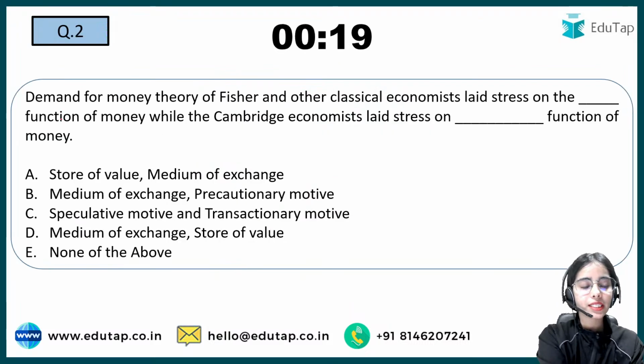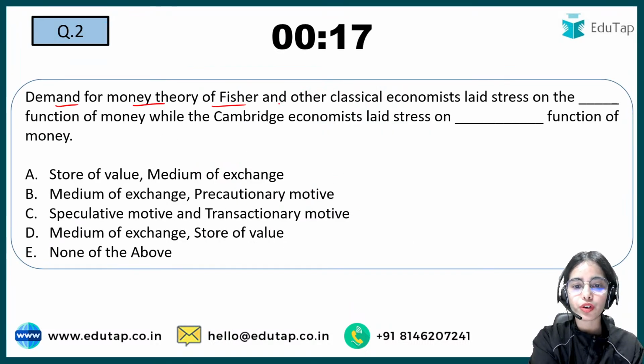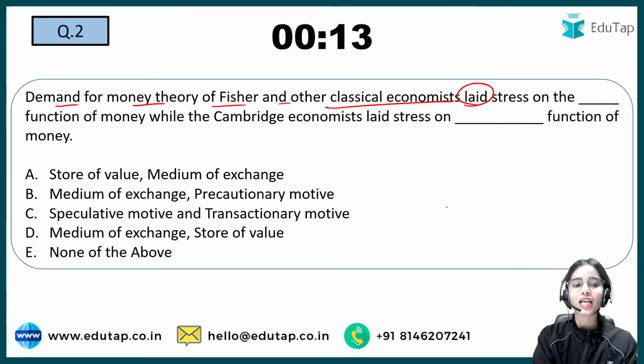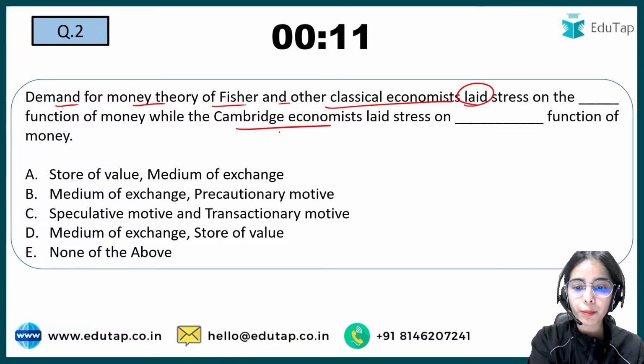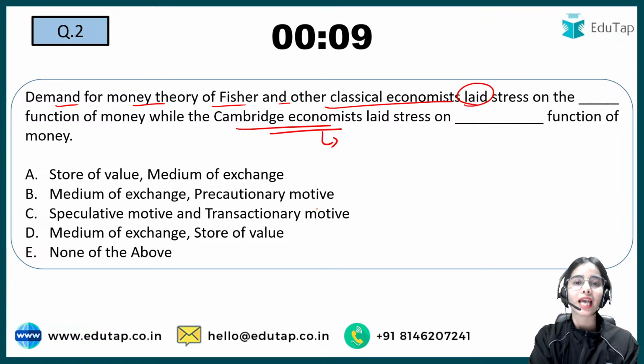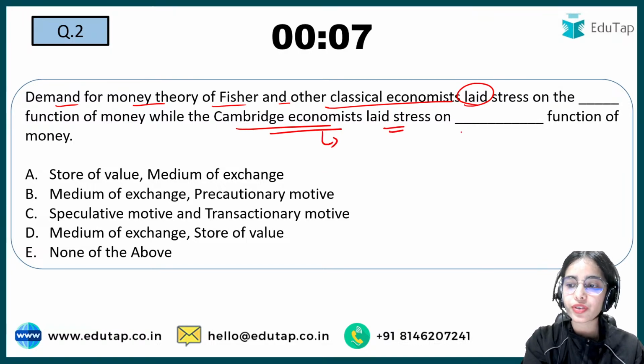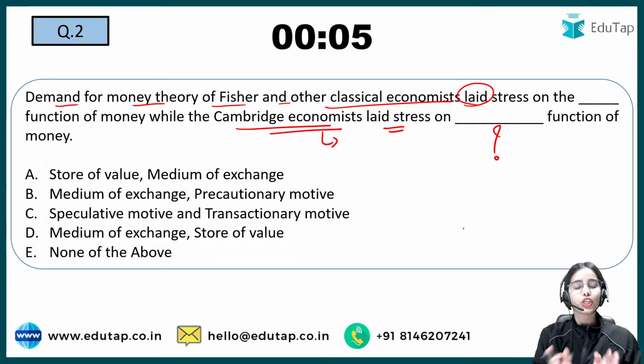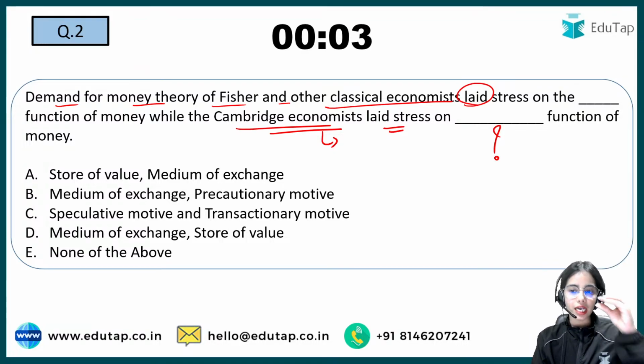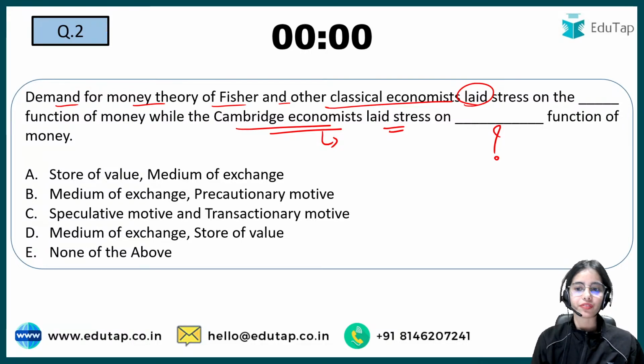Okay. Next question is that the demand for money theory of Fisher and other classical economists laid stress on the dash function of money, while the Cambridge economists, who gave the cash balance approach, laid stress on which function of money. So you have to tell which function of money the classical economists laid stress on, and which function the Cambridge economists' cash balance approach laid stress on.